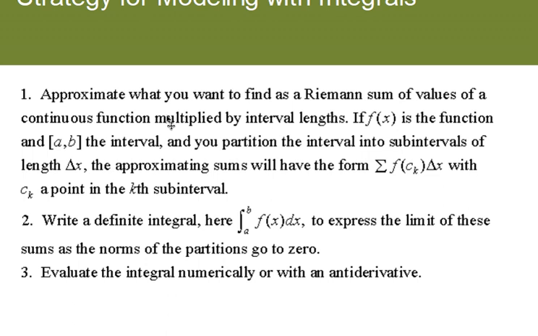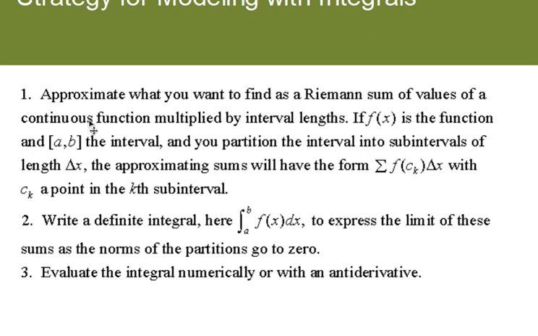Number one, approximate what you want to find as a Riemann sum of values of a continuous function. So basically you set up the Riemann sum first, and then you can write that as a definite integral, because we have the sum of a whole bunch of values with respect to the subinterval length delta x. So if we're adding up a whole bunch of little tiny slivers of something, we can turn that into an integral. So that's basically what an integral means anyway.